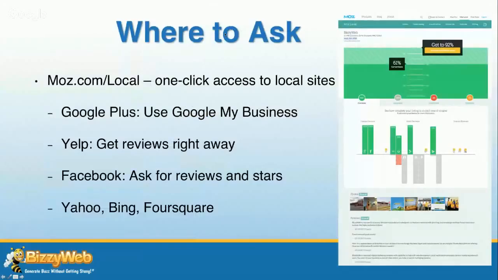So that's the review pages and how to get in there. So with Google+, again, you're going to use Google My Business. With Yelp, you're going to need to get some reviews to get shown on Moz Local at least. For Facebook, you can simply ask for reviews and stars. Yahoo, Bing, Foursquare rounds out the ones that I absolutely recommend. But any of the ones that show up on that Moz Local page can help. Some of them are paid services, some of them are not. But the free ones, and certainly the stuff where you can enter in your local company address, your information, and encourage people to submit reviews, is going to help you in the long run.